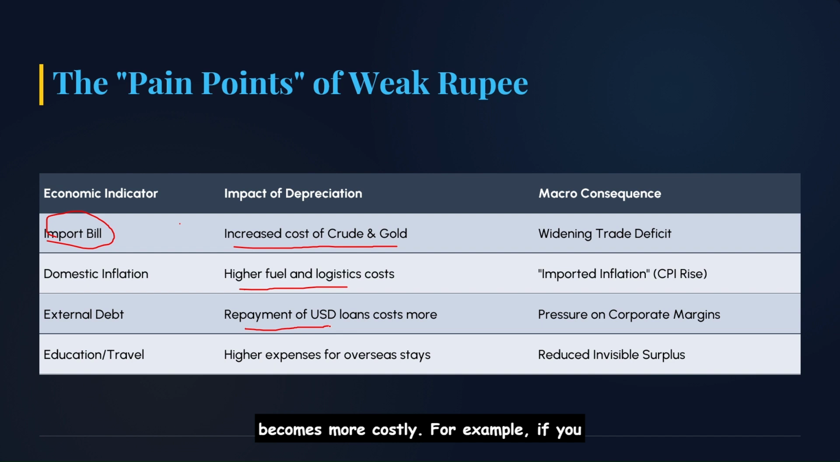For example, if you took a loan when $1 was equal to 83 rupees, now while repaying the same loan, you have to pay 94 rupees for the same $1. And then the foreign education and the travel expenses for overseas stay will also increase, which will result in tourism getting affected.